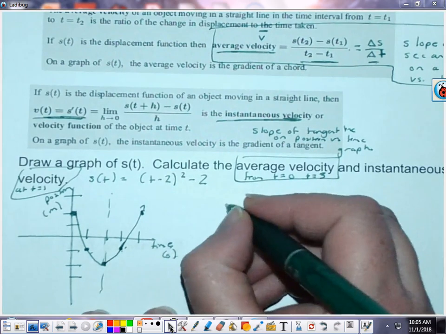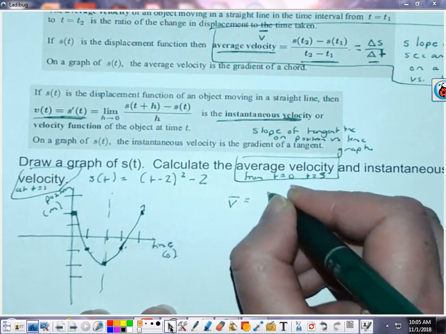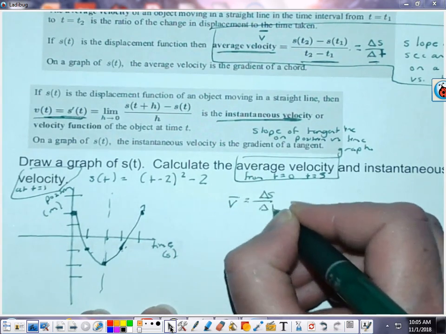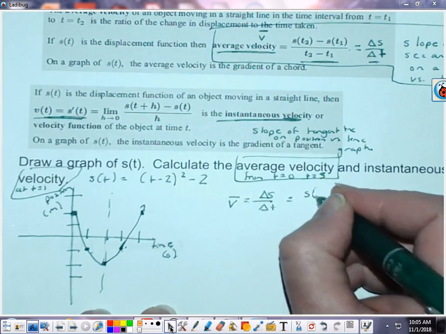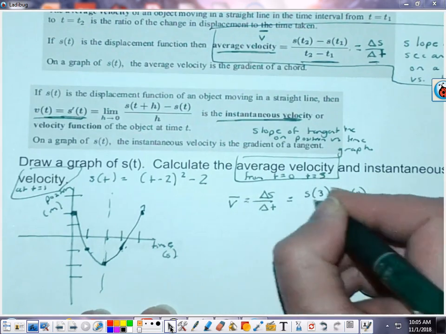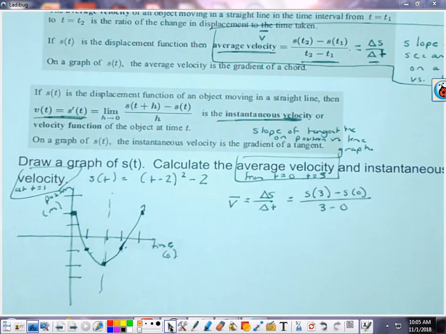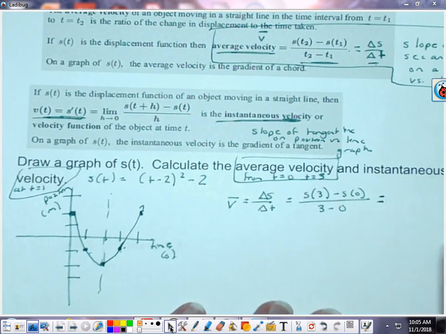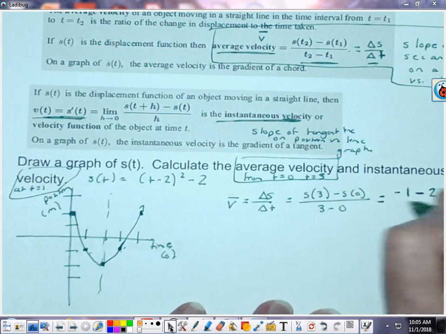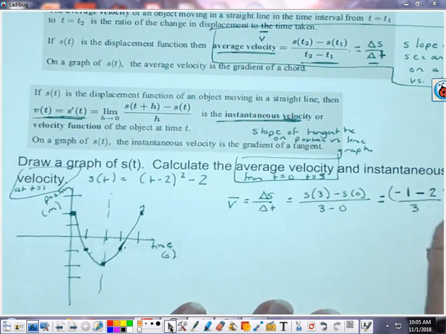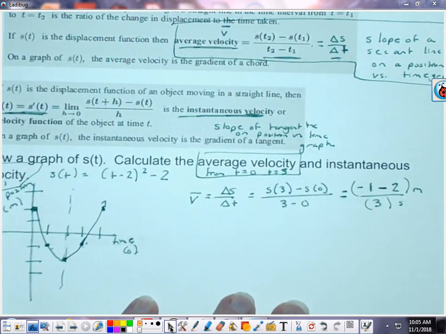So anytime they ask you for average velocity, that's just going to be change in position over change in time. So that's your position at 3 minus your position at 0 over 3 minus 0. So 3 was one we substituted in. What was our position at 3? Negative 1. And at 0? 2. Okay, and these are technically in meters, and that's in seconds. You don't have to put the units in, but that's what it would be.